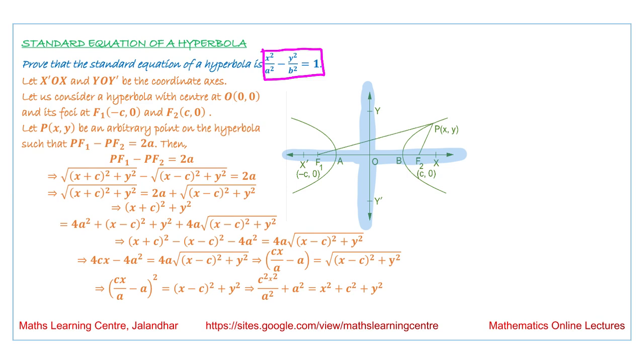O is the center, this point is 0 0. The foci we have are F1 and F2, their coordinates are minus c comma 0 and c comma 0, and the vertices we have are A and B. On the transverse axis we have the vertices, this point is minus a comma 0, and this point is a comma 0.